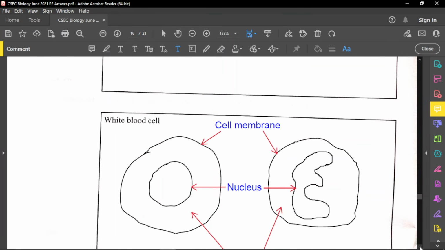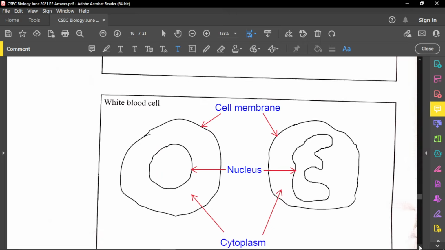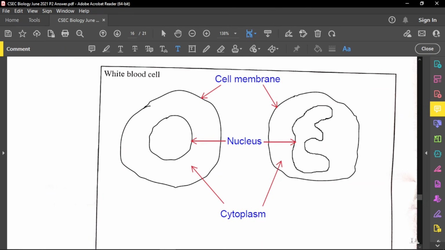Now, for a white blood cell, you have the cell membrane, and a nucleus is present. I drew 2 types of white blood cells here. The first one is a lymphocyte, and the second one is a phagocyte, the one on your right. If you notice the abnormally shaped nucleus of the phagocyte, the purpose of that is to change shape for engulfing foreign objects or bacteria. And we have the cytoplasm as in a regular cell.